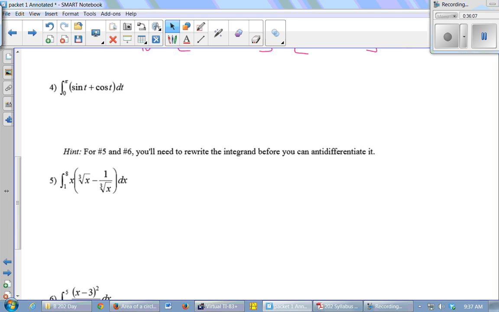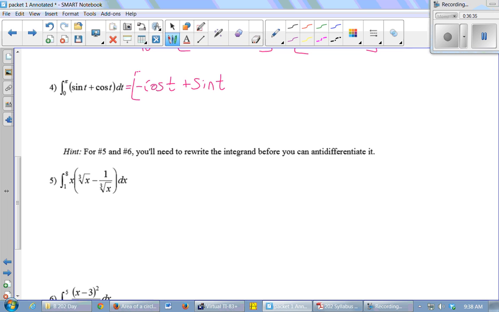All right, let's look at number 4, integral from 0 to pi of sine of t plus cosine of t. So I got to come up with a function whose derivative is sine of t plus cosine t. So what function has as its derivative sine t? Negative cosine. And what function has as its derivative cosine? Sine. Okay, so there's my antiderivative. Evaluate that from 0 to pi.